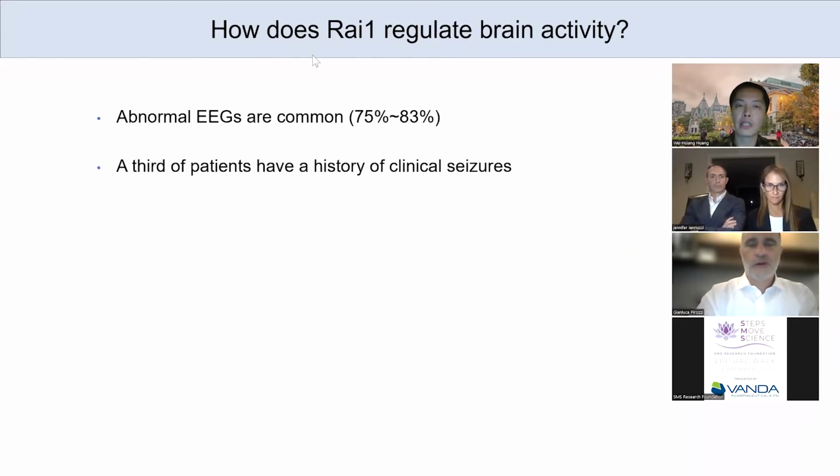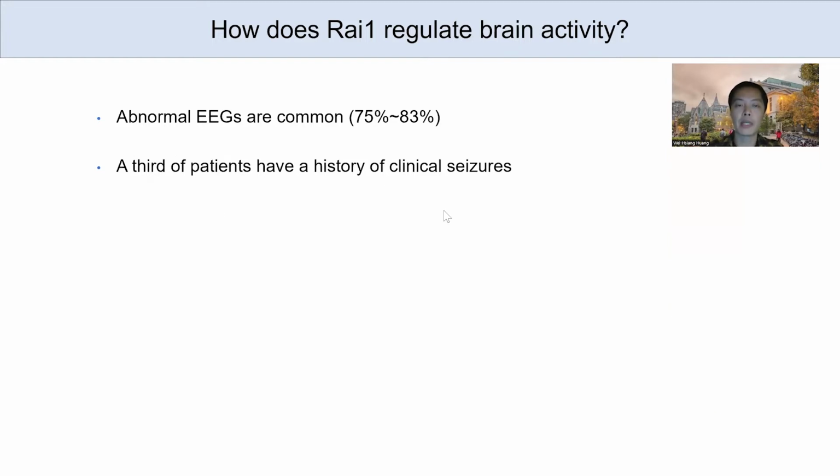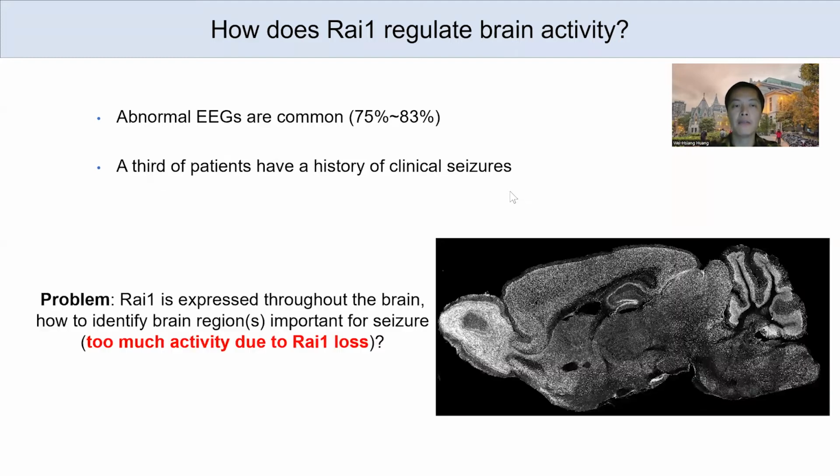We first focused on brain activity because SMS patients commonly have abnormal EEG brain activity patterns, and some patients have clinical seizures. And this is a problem because seizure is a hyperactivity of the brain, if you will, and too much activity may sometimes damage your brain and impair quality of life.